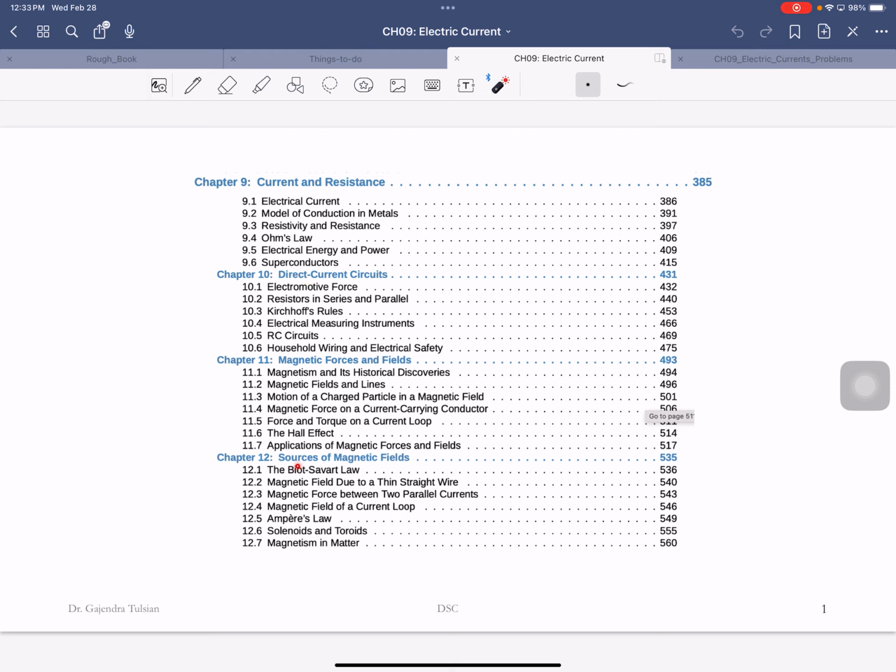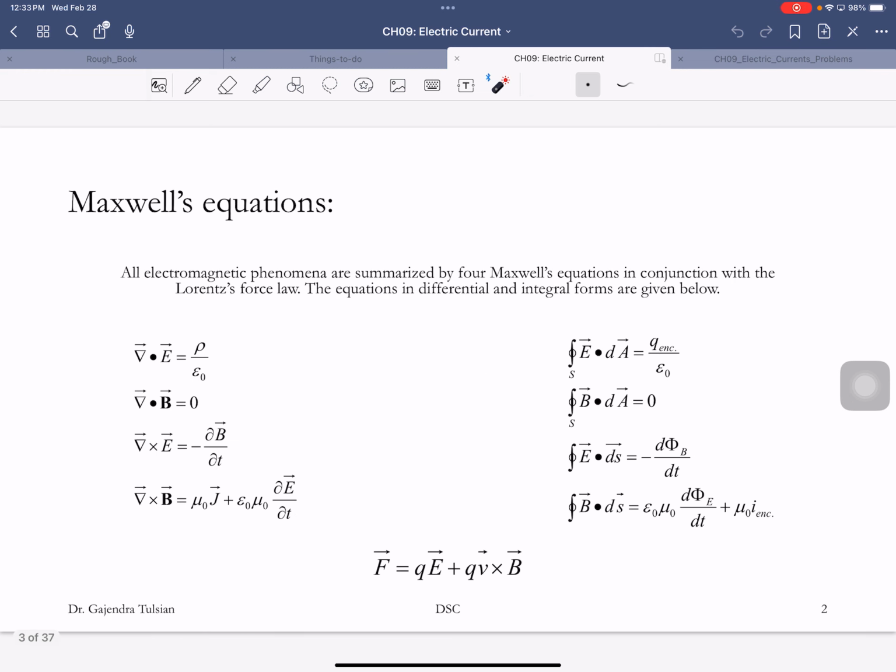We will learn that magnetic fields are produced by currents. Okay? Magnetic fields will be produced by moving charges. Again, we mentioned these are Maxwell's four equations that describe all classical electromagnetic phenomena. So these are Maxwell's equations in differential form, and these are the same equations in integral form.